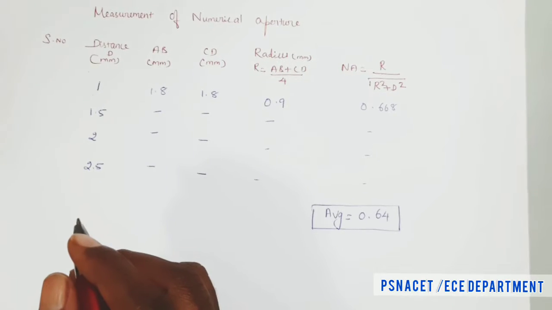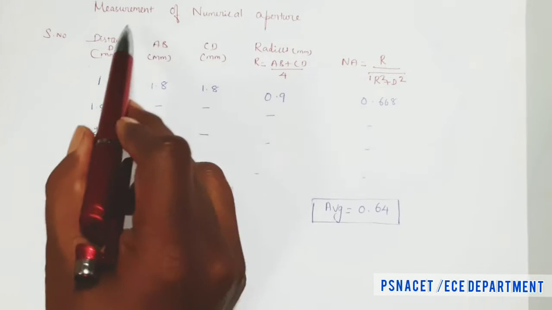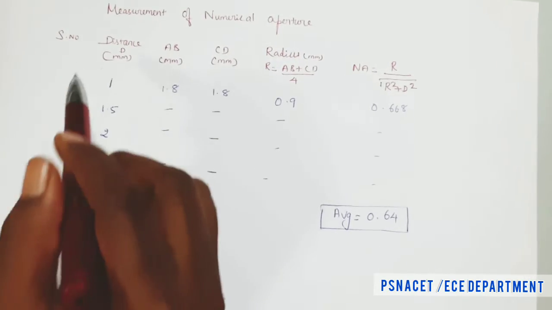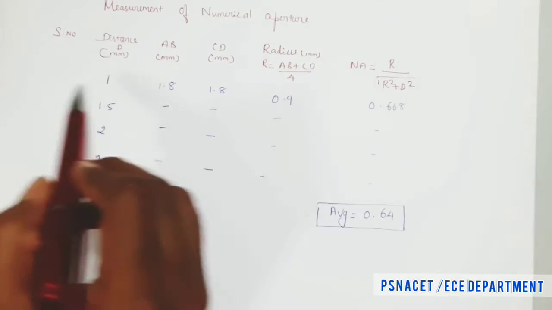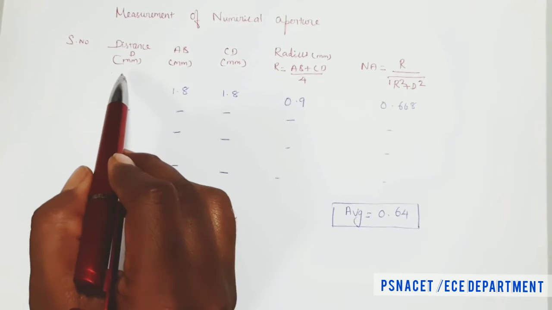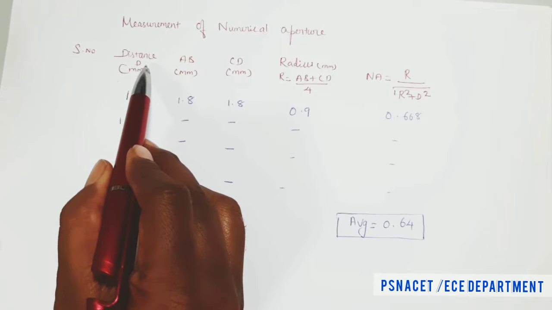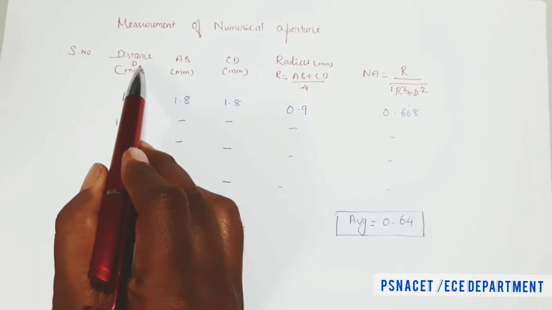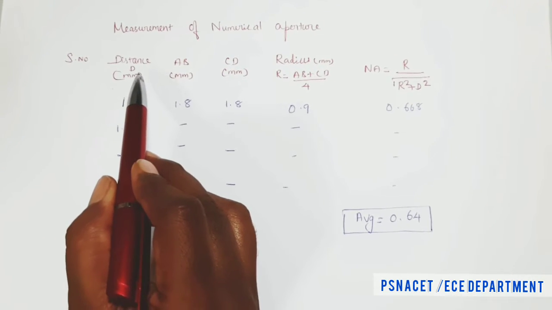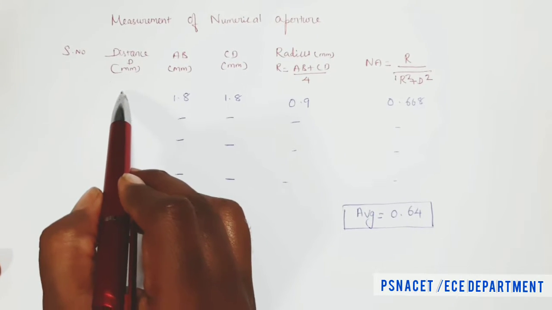Let us move to the calculation part. Now let us move into the calculation part for the measurement of numerical aperture. So the various parameters have been listed out. D is the first important parameter. D is nothing but the distance between the tip of the fiber and the numerical aperture stand base. So D has to be measured.